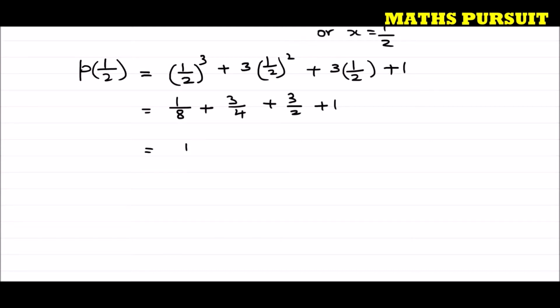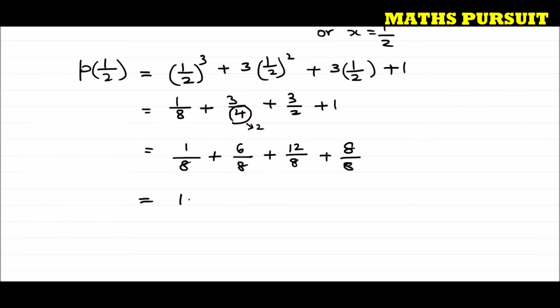So I can write 1 upon 8 plus 6 by 8 plus 12 by 8 plus 8 by 8. Just making the denominator the same first. So how? I need to multiply this 4 with 2 so that I can make this one 8. If I am multiplying 2 to the denominator, I need to multiply 2 to the numerator. As a result, I got 6 upon 8. Similarly, if I multiply 4 to the denominator, I should multiply 4 to the numerator. Similarly, I got 12 by 8, and similarly we got 8 by 8.